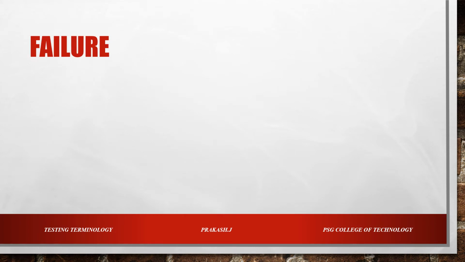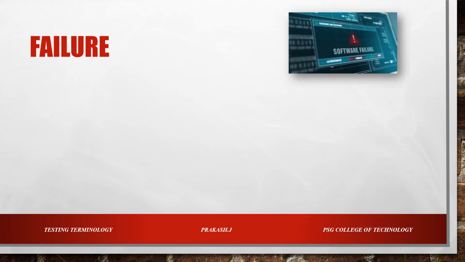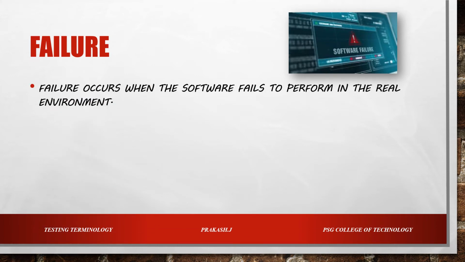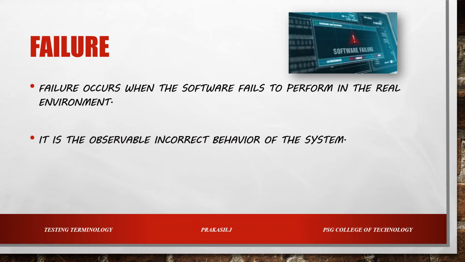Failure is another terminology which is used frequently in software testing. So what is a failure and when does this failure occur? Failure occurs when the software fails to perform in the real environment, or it could be termed as an observable incorrect behavior of the system. Who observes this failure? These failures are observed by the customer.